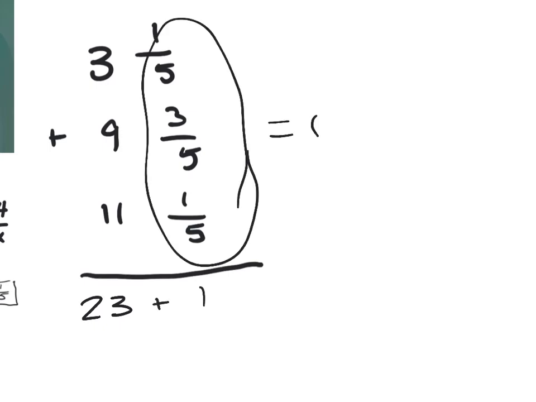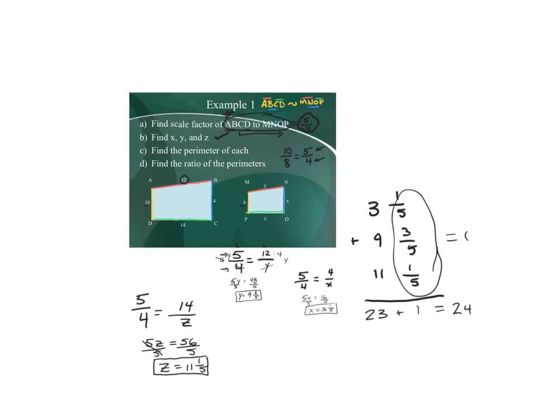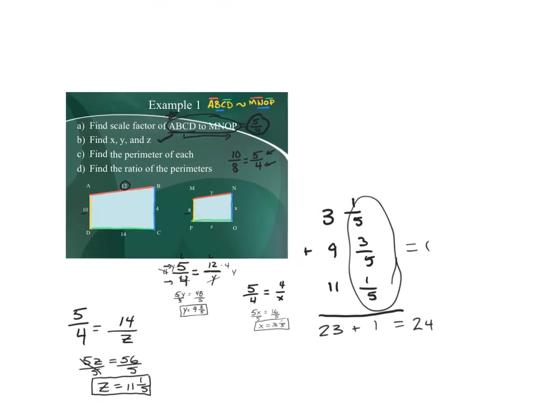Okay, so it's 23 plus another one. I actually do it the exact opposite way, but it ends up as exactly the same thing. I do the fractions first because then I carry them over into the next slide, but there's nothing wrong with what you're doing. So this ends up as 24. So the perimeter of this one, oh, did I get 24?